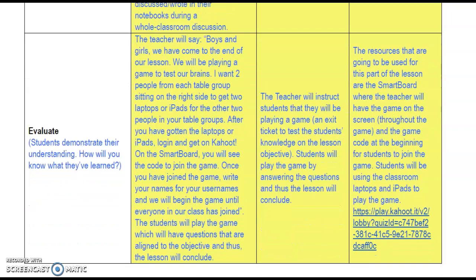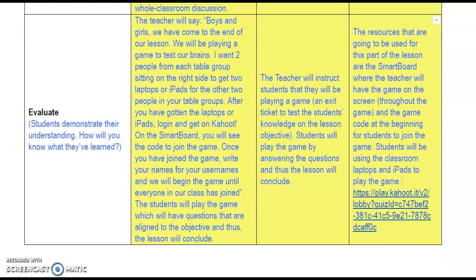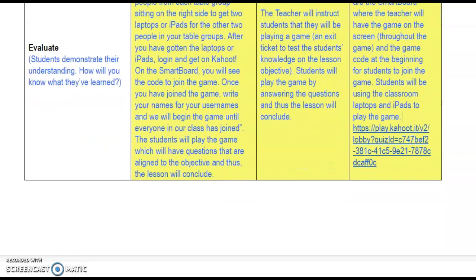And lastly, for the evaluate, I'm going to have the Kahoot game, so that will be my exit ticket. It has 7 questions on the bluebonnet and the Alamo. And so for this part, students are going to be using iPads and laptops to access the game. And after the game concludes, that will be the end, or the last thing for our lesson.